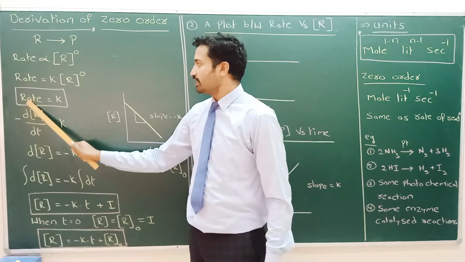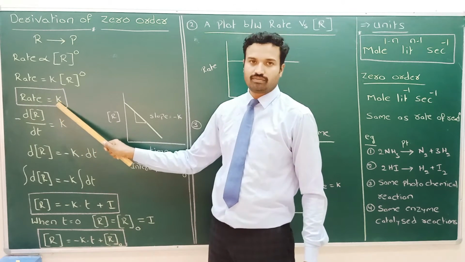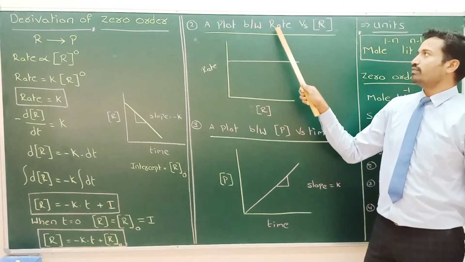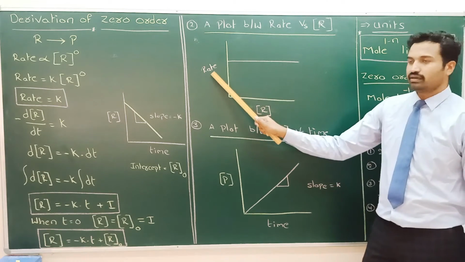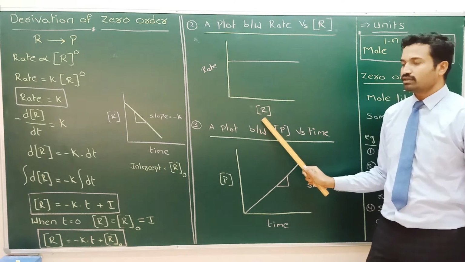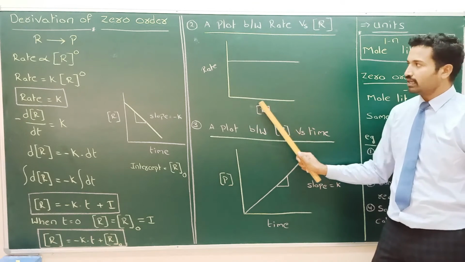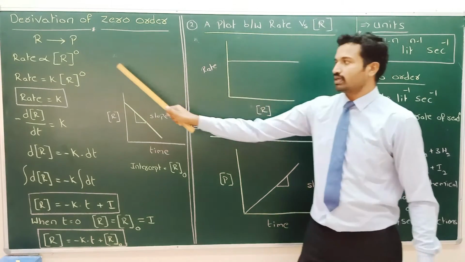Then rate is equal to K. So the rate of reaction is always constant. About this, you see the graph: the graph between rate of reaction and concentration of reactant, with rate on the y-axis and concentration of reactant on the x-axis. As the concentration increases or decreases, there is no change in the rate. The rate is constant. This is one graph.